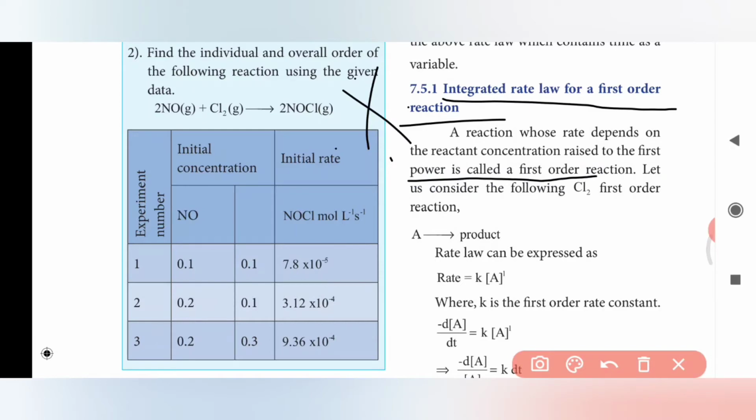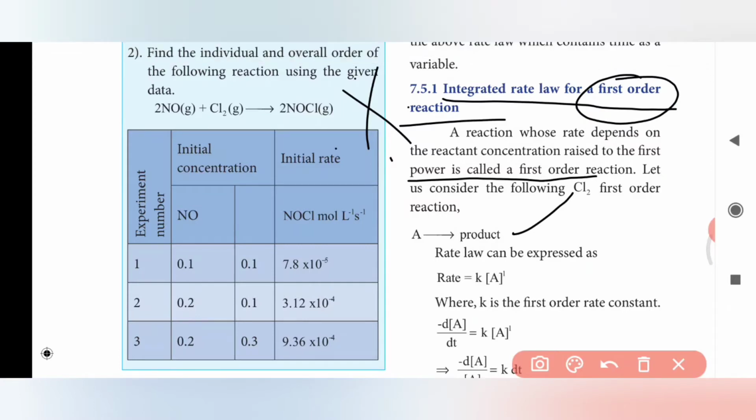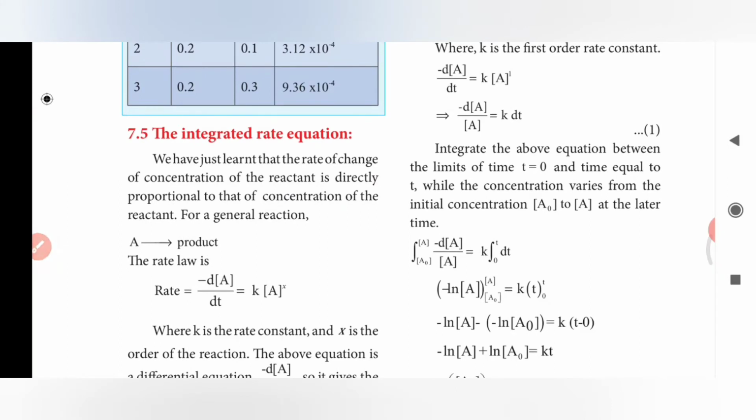Let us consider the following first order reaction: reactant A gives a product. The rate law for this reaction is rate equal to K times the concentration of A to the power 1. The 1 indicates a first order reaction, where K is the first order rate constant. On differentiating, we get minus dA by dt equal to K times the concentration of A to the power 1.